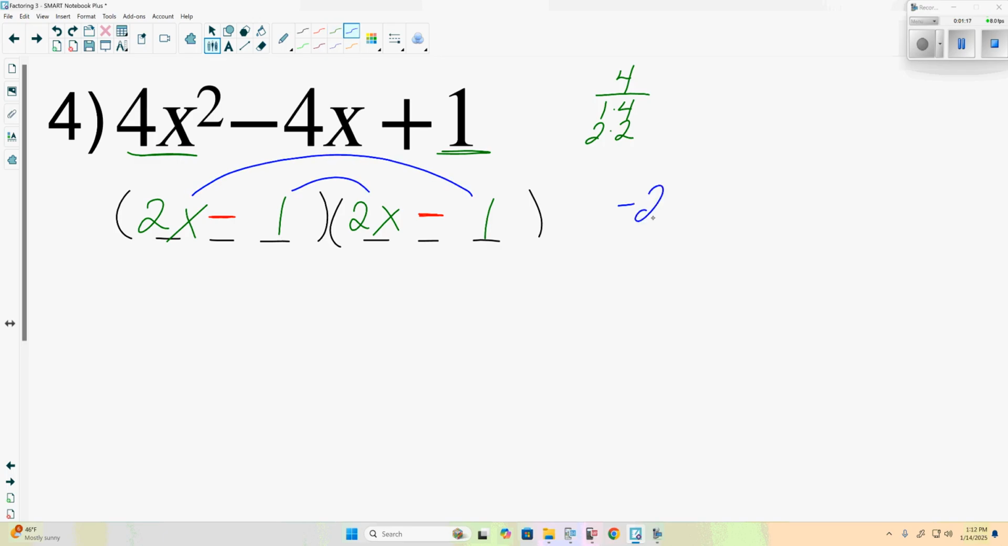2x times negative 1 is negative 2x. Negative 1 times 2x is negative 2x. And negative 2x minus 2x is negative 4x.